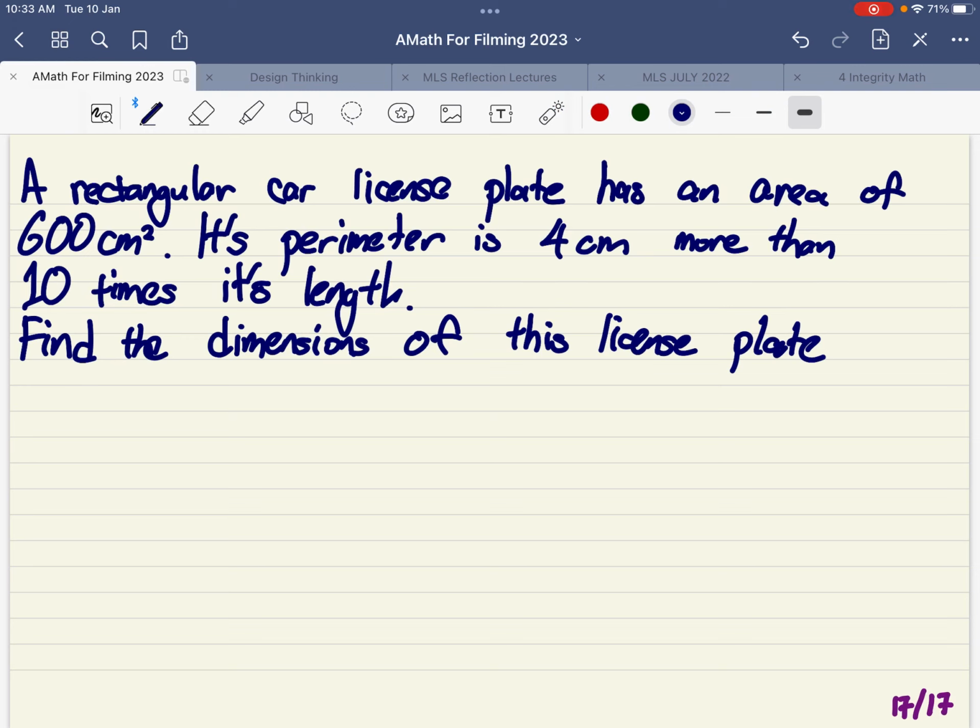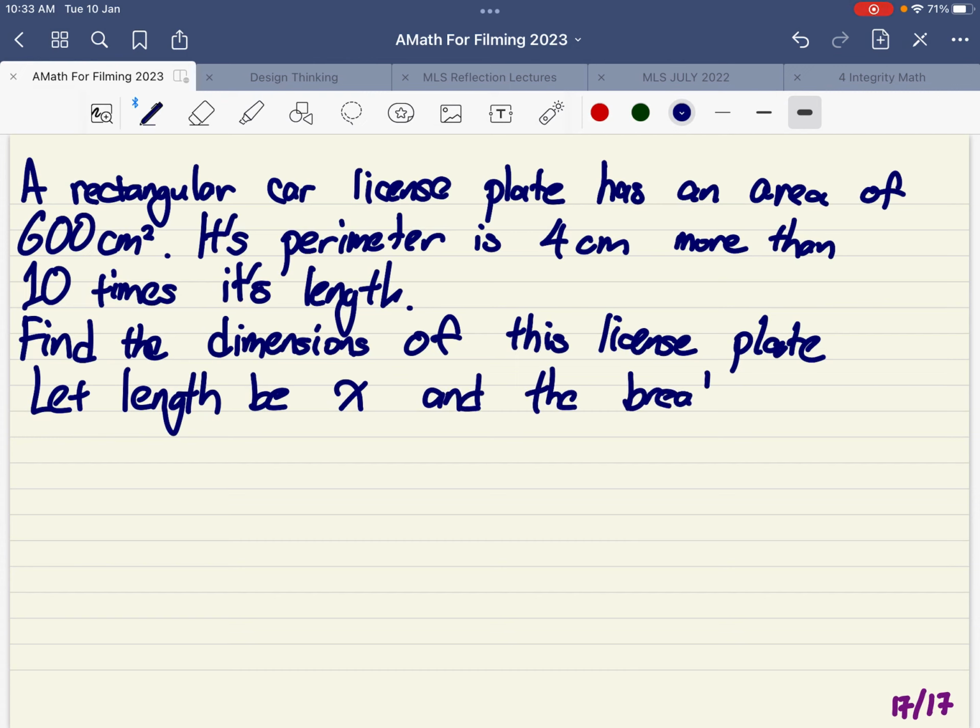Okay, now, what are we looking for with dimensions? We're looking for the length and the breadth itself. So let me let the length be x, and the breadth be y. So for the area of 600 cm squared, I can write x times y equals 600. This one is easy peasy.